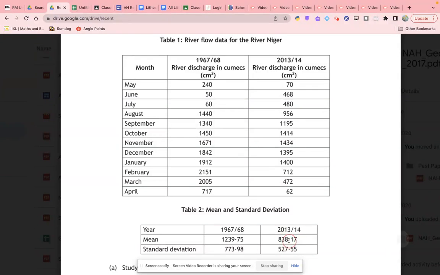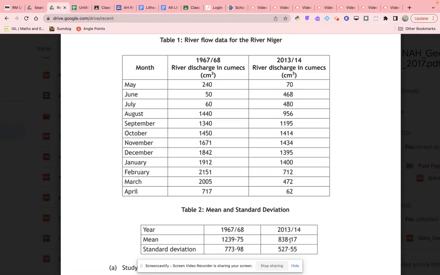What we're then able to do, if that is the mean, is see how these numbers vary around that mean. So a number that's lower than this number of 838 would be below the mean, and a number that's higher would be above the mean. So, for example, this very low level in April in 2013-14 was significantly below the mean for that year. Likewise, this cumec level here in November was significantly above the mean. Now, that doesn't tell us too much at the moment, but we do have the average, and we can see that the average discharge was actually much greater in 1967 and 1968 than it was in 2013-2014.